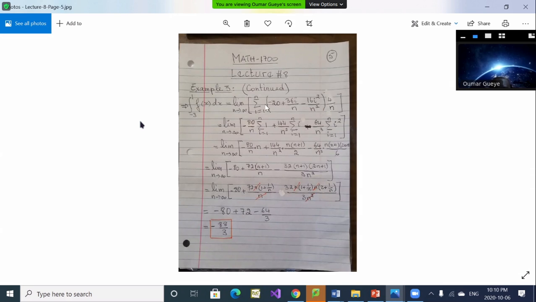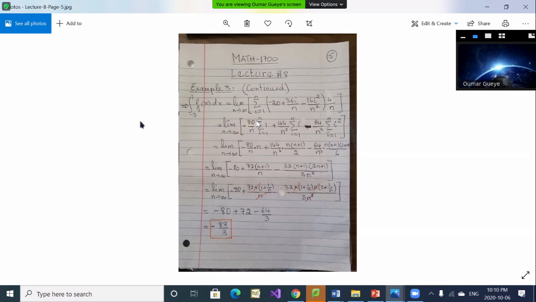Now, I'm going to split it into 3 sigma notations because we've already seen the properties. But before doing so, I'm going to put this 4 over n inside. Multiply. So 4 over n times negative 20 going to be negative 80 over n. 4 over n times 36i over n going to be 144i over n squared. And when you multiply with the last term, you get minus 64i squared over n cubed. And you split it into 3 sigma notations, taking the constant out. And you will get the second line here.